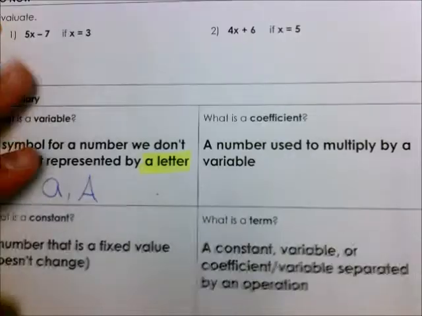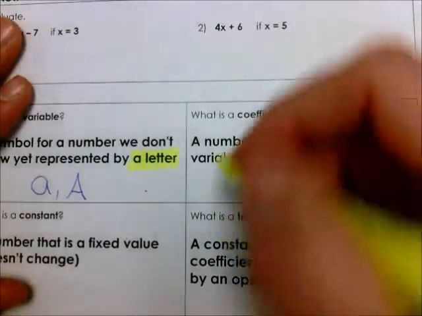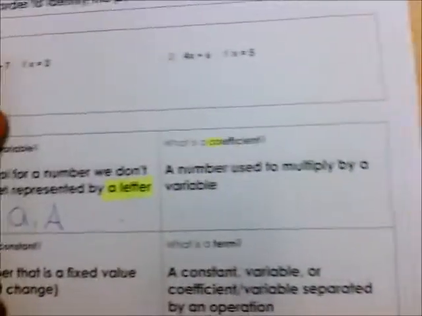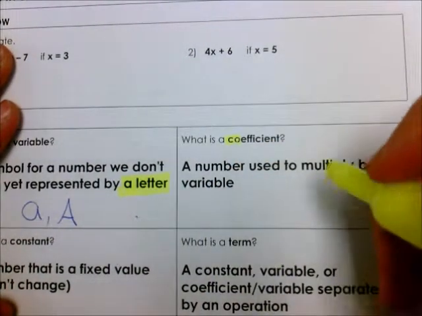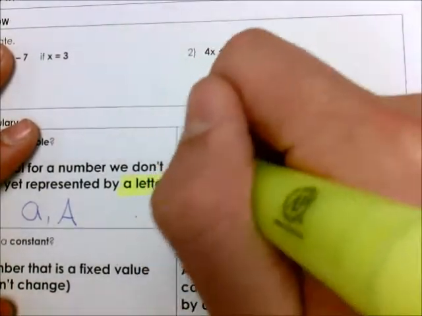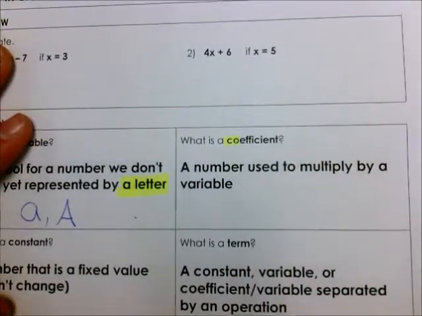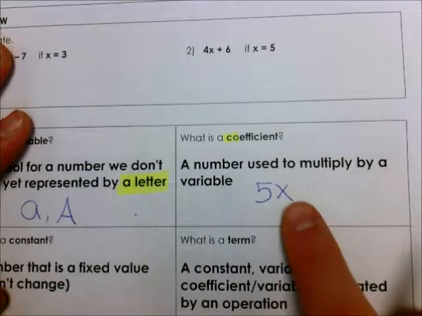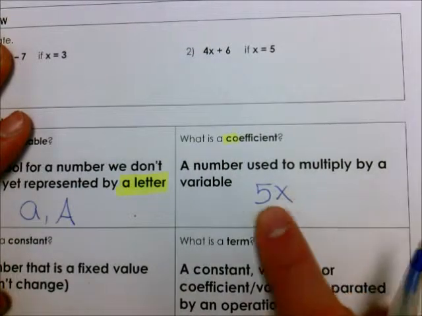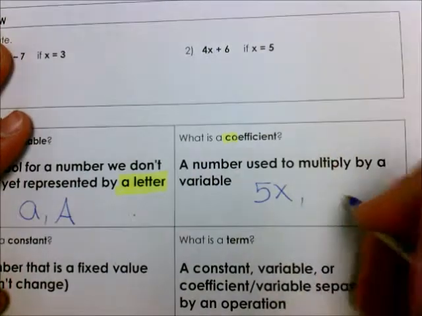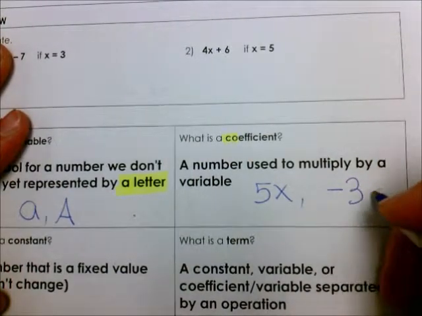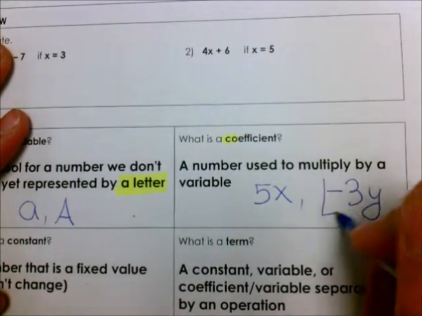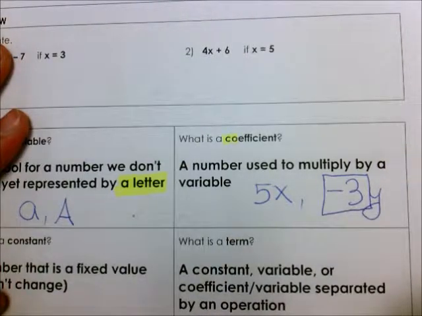Next, we have a coefficient. I like to explain that it's just like a co-worker. It's somebody you work with. So a coefficient is a number that's working with the variable. It's a number used to multiply by a variable. For instance, if we have 5x, the variable is x, and the coefficient working with the x is the 5. If you have negative 3y, the variable is y, so what's working with y? Well, this actually is an entire negative 3.